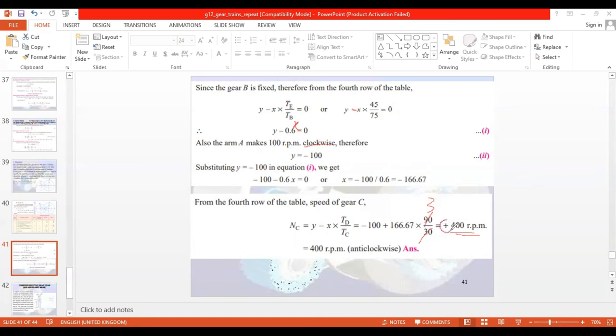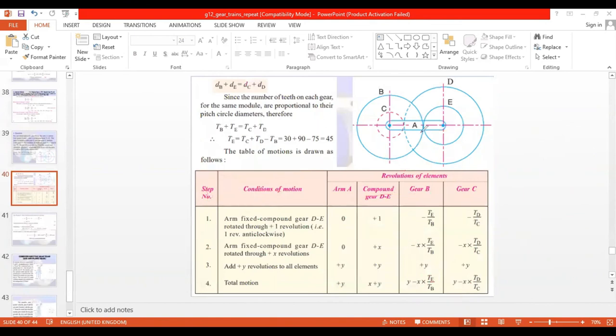Since we got the answer as positive, the movement is in the anti-clockwise direction. So the speed of C is 400 RPM.